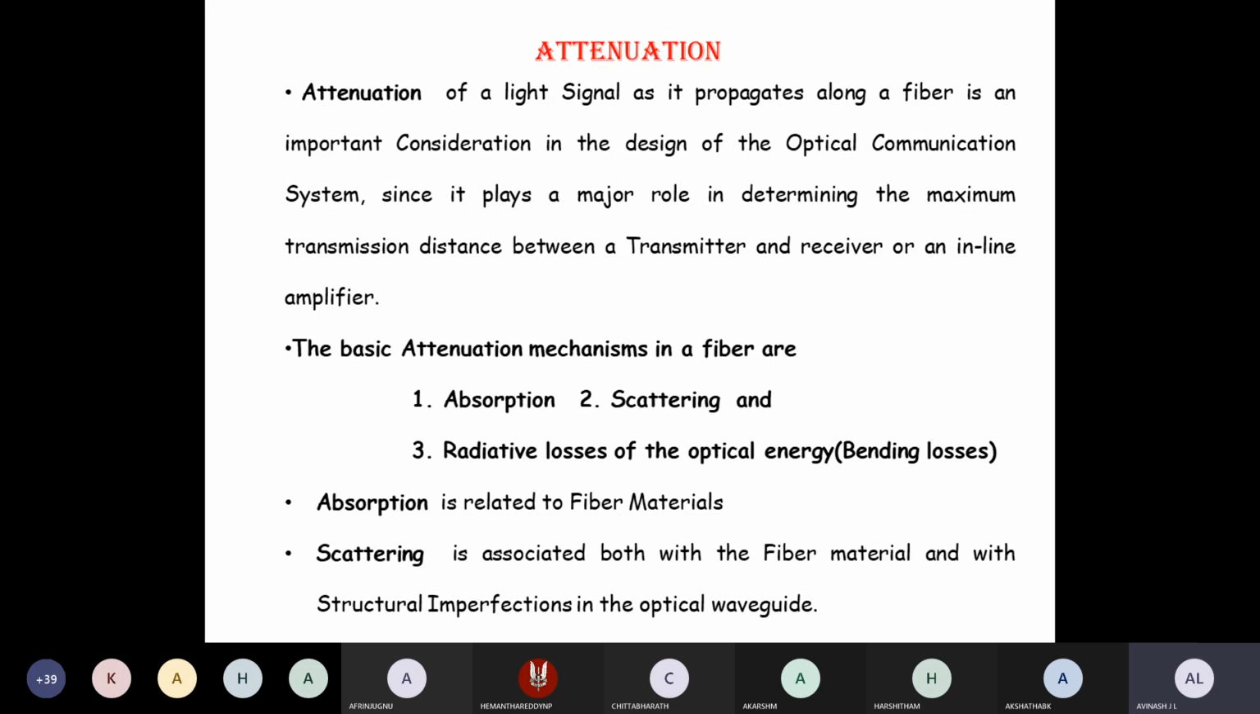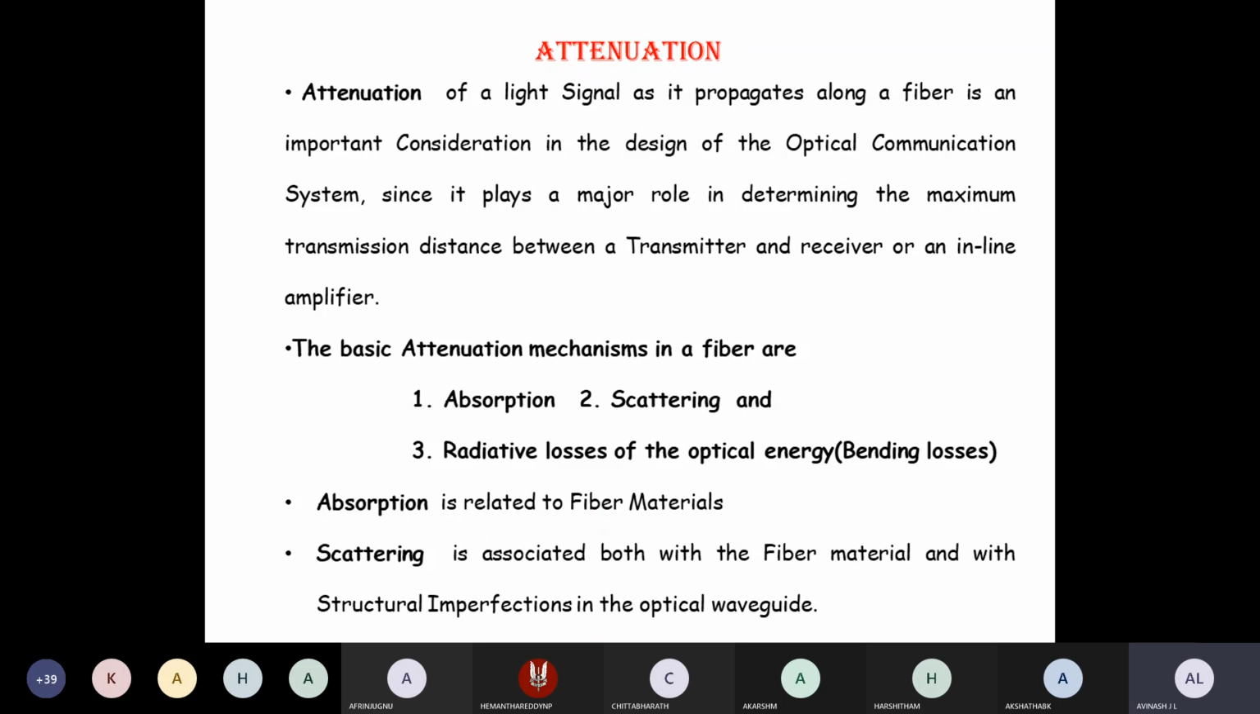So here, the basic attenuation mechanisms are why and how that particular attenuation is going to happen. The first thing is absorption. The second thing is scattering, and the third thing is radiative losses of the optical energy. So these are the three mechanisms which contribute to the attenuation. Well, I will take them one by one. The first one you take absorption, the second one you take scattering, and the third one you take radiative losses of optical energy.